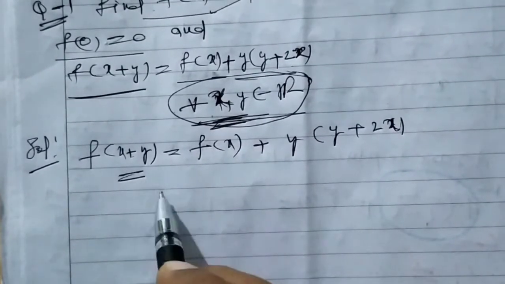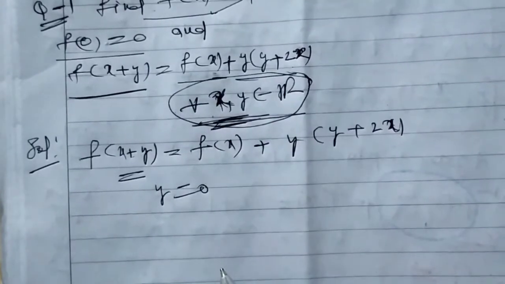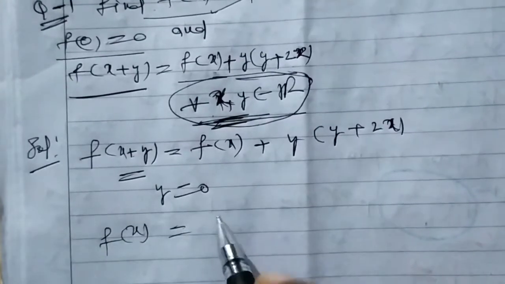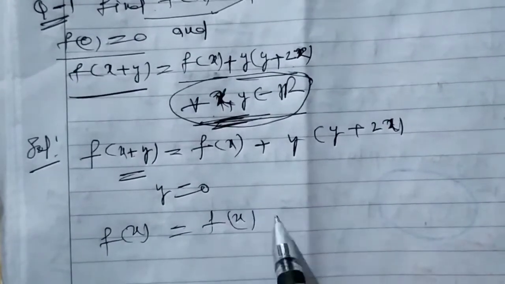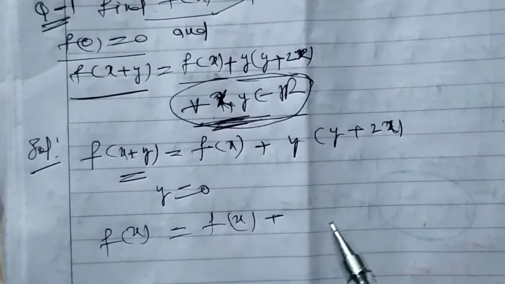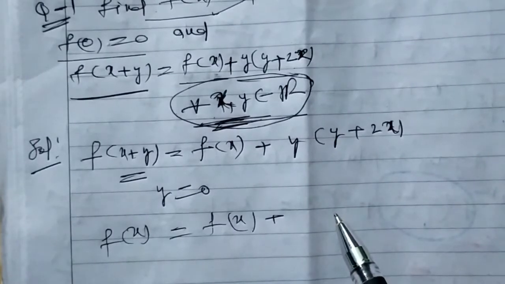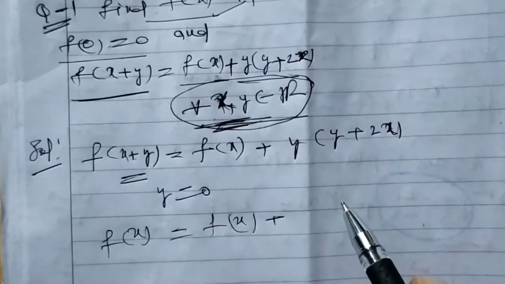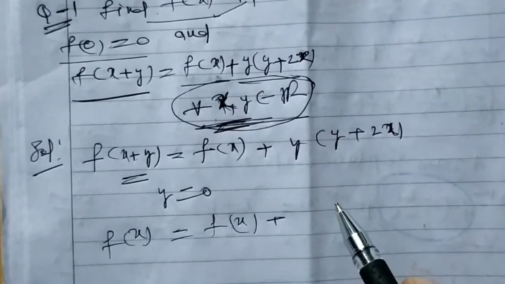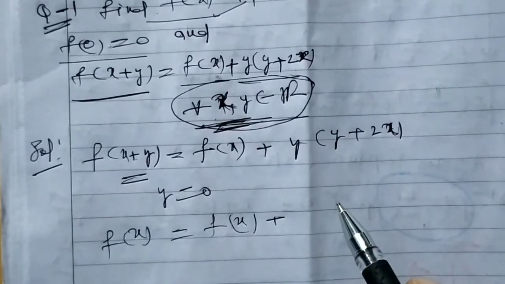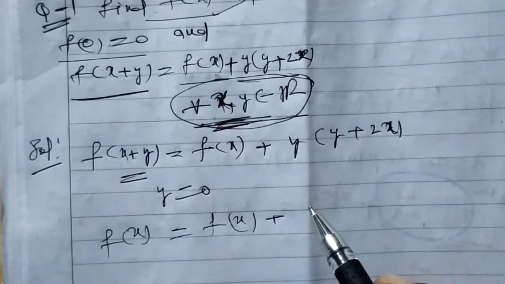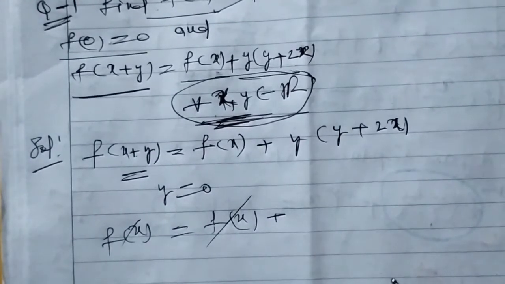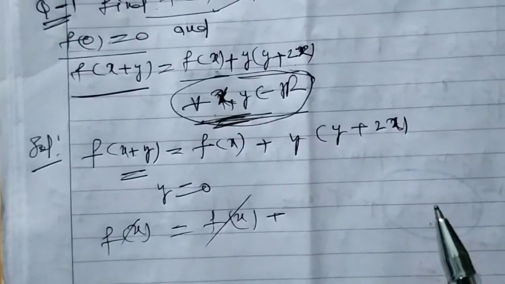Simply we have to keep y is equal to 0. Then what happens? F of x is equal to f of x plus, so it will be cancelled in this case. So there should be no f of x.